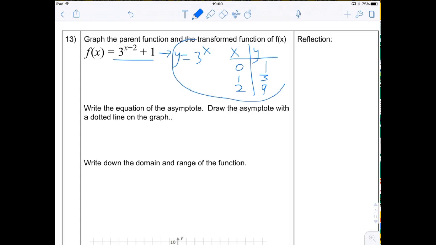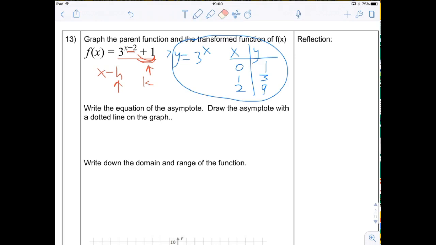So this is just the parent function. It's not the transformed function. Let's draw the transformed function in red. Okay, you can see that the difference between the parent function and the transformed function is the transformed function has this negative 2 here, and it's got a positive 1 here. Okay, remember that the value that is being subtracted from the x is like the h value, which is like a horizontal transformation. And the value that is being added at the end is like the k value, and the k value is like a vertical translation.